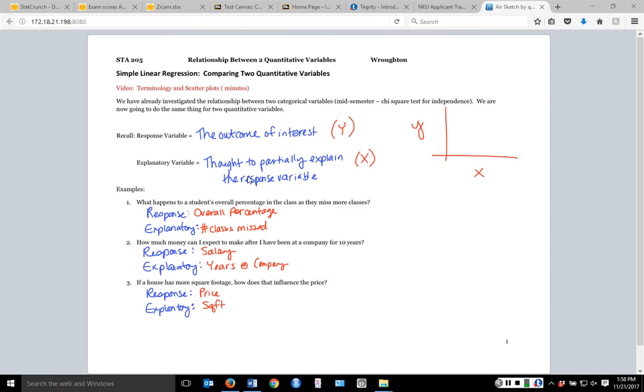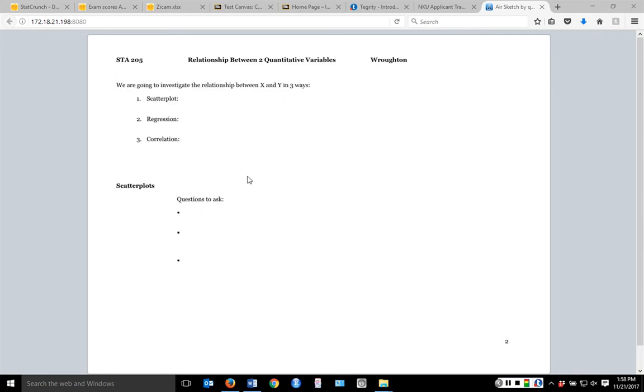house. Alright, now that hopefully we understand looking at two quantitative variables and deciding which one is the response and which one is the explanatory, let's talk about the other things we're going to do with two quantitative variables. The first thing we're going to do is what's called a scatter plot, and this is a new type of graph, which will give us a graphical representation so we can see the relationship.